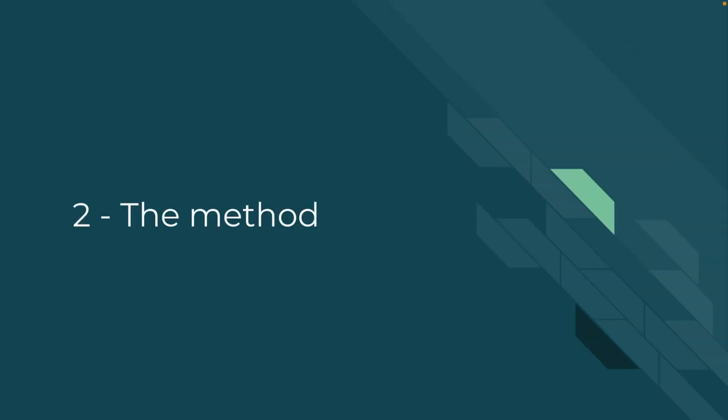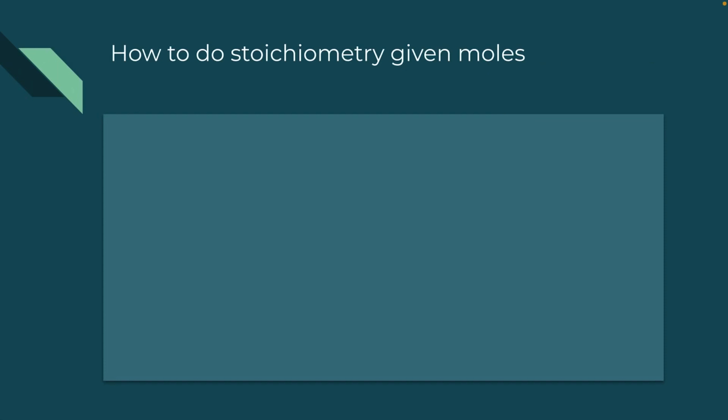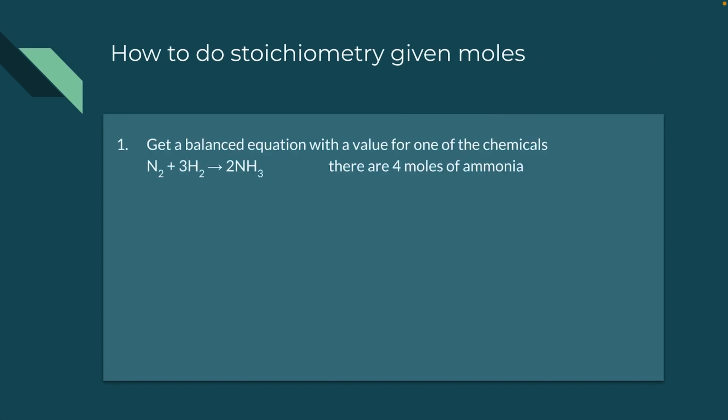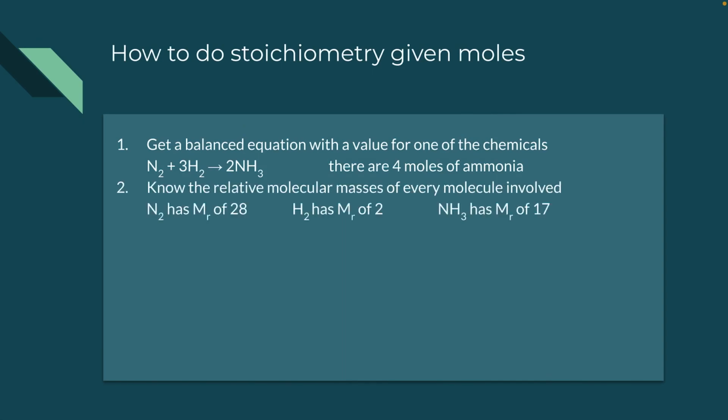So here is the method. This is how to do it given moles. I'm giving you the moles just to make it easier for the time being. First you need a balanced equation with a value for one of the chemicals. You need it to be balanced, otherwise it won't work, and you need a value, otherwise you have nothing to work with. So that's N2 plus 3H2 makes 2NH3, ammonia, and I've given you 4 moles of ammonia.